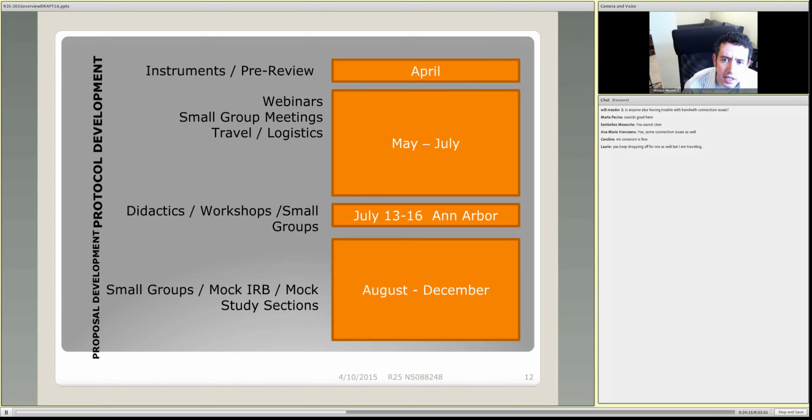Then after that, we hope to quickly move into the proposal development phase, with one exception. The mock IRB is sort of geared to providing an evaluation of the protocol that you would be hopefully finalizing in Ann Arbor, with the other elements of the small groups, and also webinars during this time period, targeted more towards how to communicate a good proposal that would motivate funding agencies to provide support for your project. So that's the general timeline of what's going to occur over the course of the year.